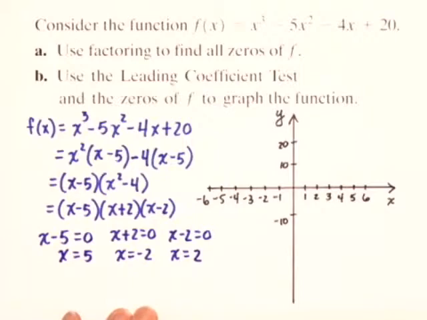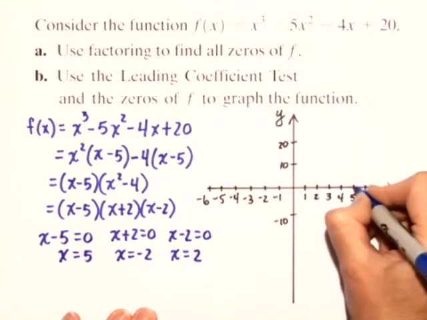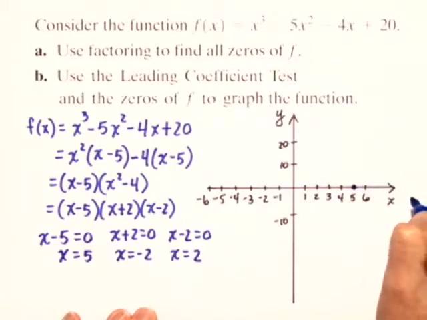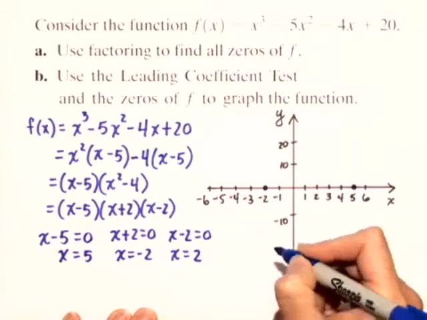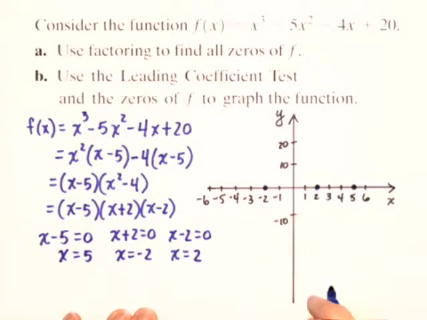So let's go ahead and just plot those points before we go on. So we know that x equals 5 is a 0, so that's an x-intercept. X equals negative 2 is also a 0, and x equals positive 2 is a 0 as well. Now, that was part A. In part B, we want to use the leading coefficient test and the zeros of f to graph the function.